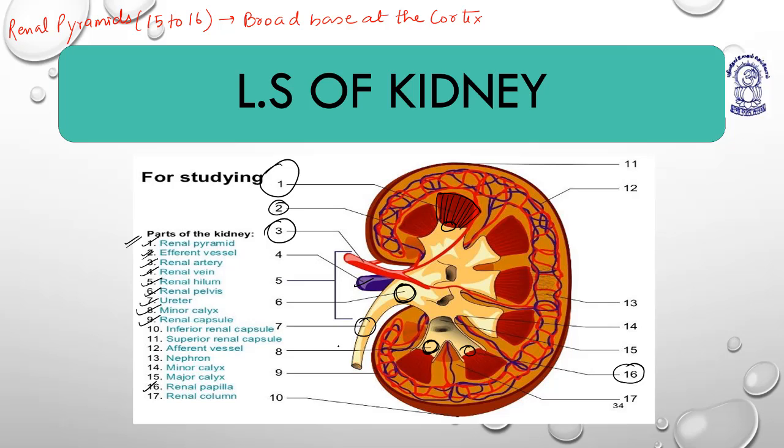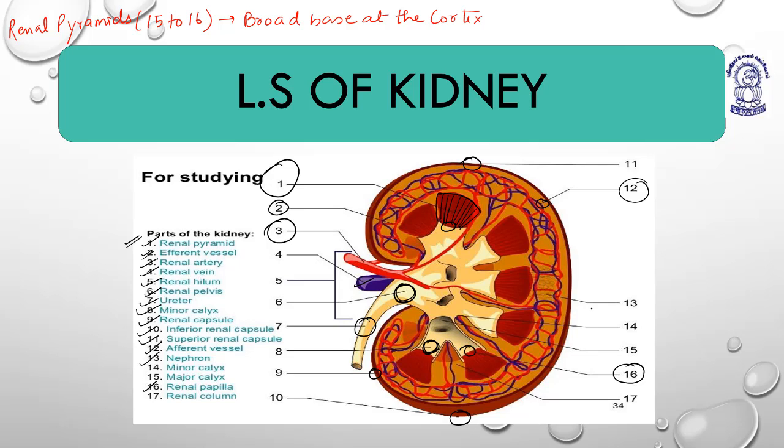Ninth is the renal capsule. This outer covering is known as the renal capsule. Tenth, inferior renal capsule. Eleventh, superior renal capsule. Twelfth, afferent vessel. This blue one is the afferent vessel.